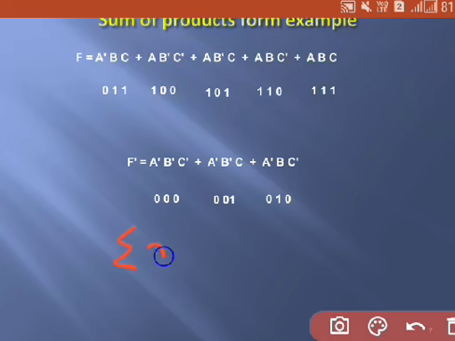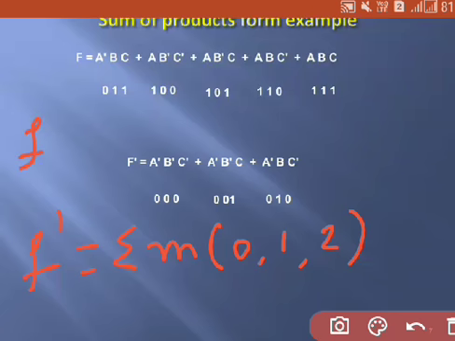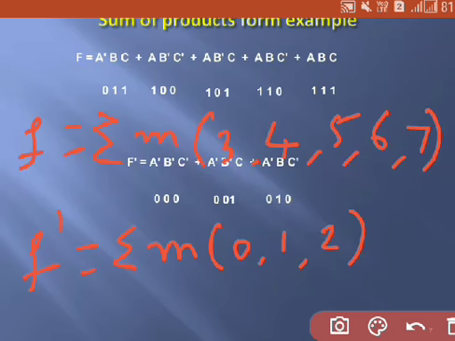So f bar is nothing but summation small m of 0 0 0 means m0, 0 0 1 means m1, 0 1 0 means m2. So this is the function for f dash. Similarly I can write down the function for f is equal to summation small m of 0 1 1 corresponds to m3, 1 0 0 corresponds to m4, 1 0 1 m5, 1 1 0 m6 and all ones m7. So this is how you are writing the functions. So f is equal to summation small m of 3 4 5 6 7, f dash is equal to summation small m of 0 1 2.